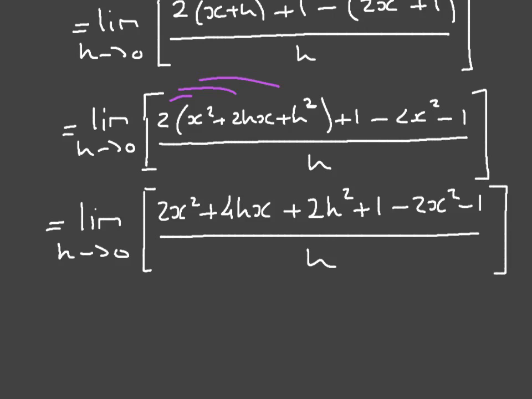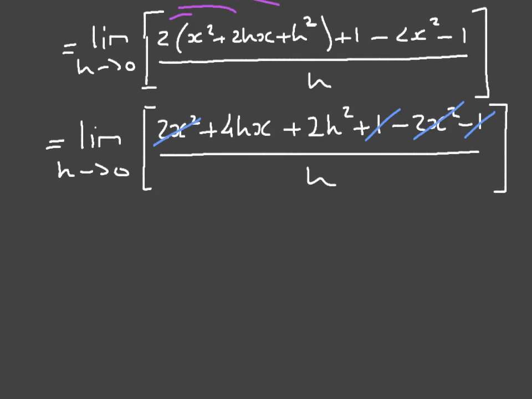Now looking at this, we can see that a few terms are going to cancel out here. I have a positive 2x squared, which is then going to subtract 2x squared, so they will cancel out. And I have 1, which is going to subtract this one, so they cancel out. And so I'm now left with f dash of x is equal to the limit, as h tends towards 0, of 4hx plus 2h squared over h.